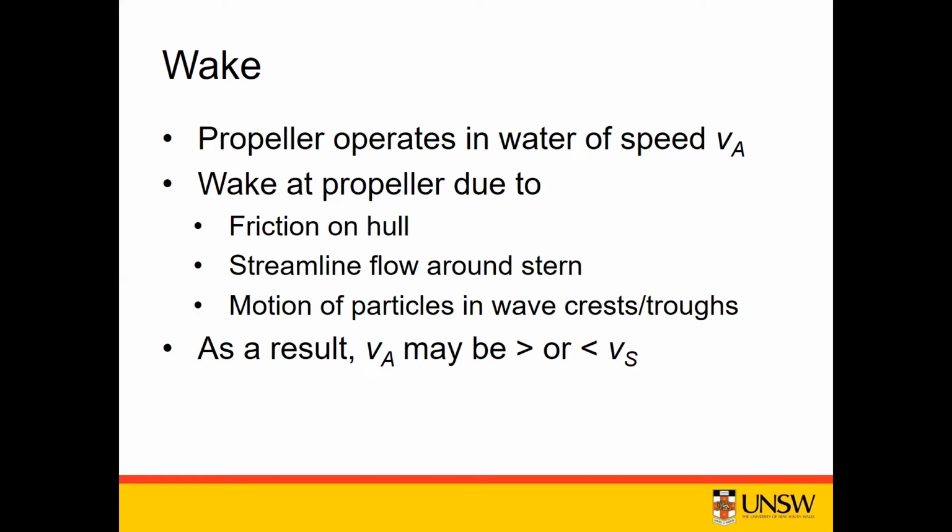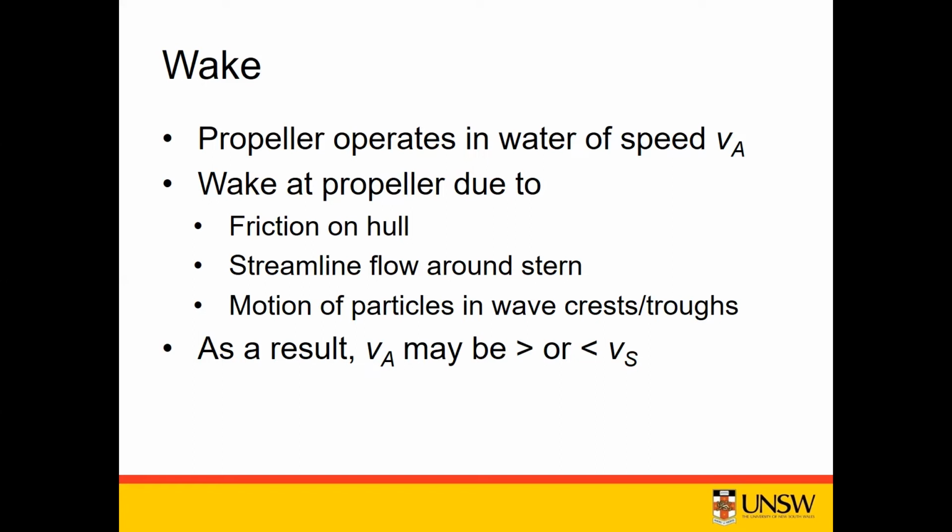And then finally, you have the motion of the particles in the wave crests and the troughs, where in the crest of a wave, the particles are moving forward in the same direction as the vessel, and in the trough, they're moving sternwards against the direction of the vessel. That has the application that for high-speed vessels, say operating at a speed-length ratio of 2, you have a wavelength of half the length of the vessel, and so you're going to have a trough right at the stern where the propeller is operating.